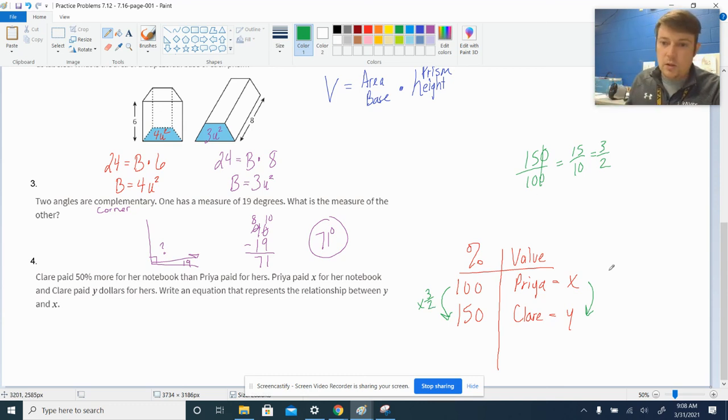And so the equation that I would write is that to get from Priya to Claire, you just multiply by 1.5, right? Because it's everything plus 50% plus another half. That makes sense. So the equation that I would write would be 3 halves x equals y. So the table kind of helped me find that out.